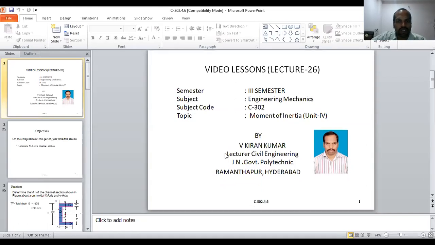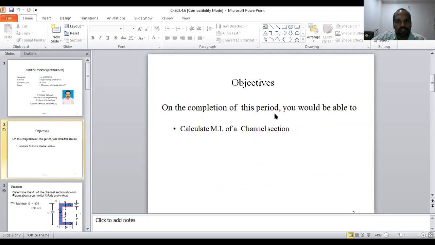Now, in this class, on completion of this period, you will be able to calculate the moment of inertia of a channel section. Means a C section, we can call it a C section, in the shape of a C channel. Generally, it is called a channel section.